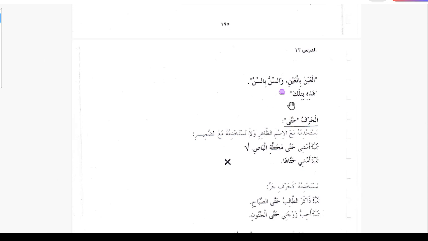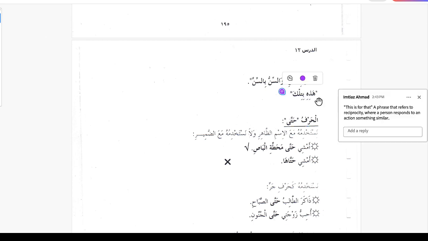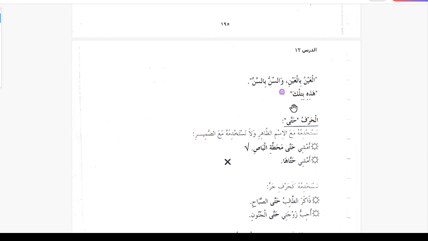We also use it like this: al-ainu bil aini, the eye for an eye, wa sinnu bis sinni, and a tooth for a tooth. And also hazihi bitilka, this is for that, like the same proverb as above. This is for that is a phrase that refers to reciprocity, where a person responds to an action with something similar. So hazihi bitilka is like a proverb or a saying that is used for reciprocity, like we see here, eye for an eye and a tooth for a tooth.